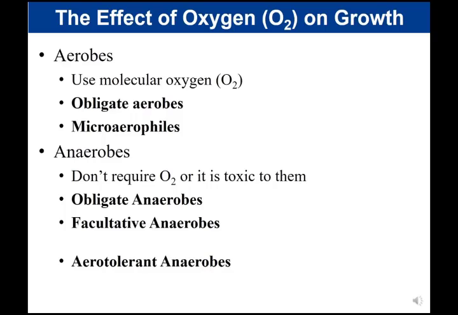So we have different terms for an organism's oxygen requirements. If we call the organism an aerobe, what that means is that the organism uses molecular oxygen, so O2, as the final electron acceptor in aerobic respiration. And within the umbrella of aerobes, we can have organisms that are obligate aerobes. And just like the name suggests, they are obligated or they require O2.